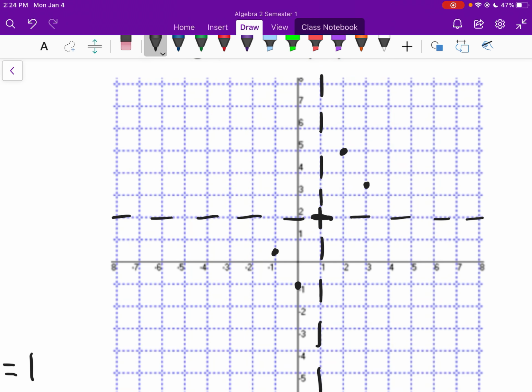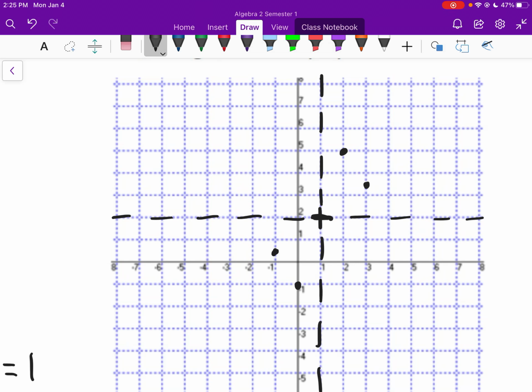Now, what else you're going to notice is when we went right 1, we went up 3. So when you go left 1, you have to go down 3. Those points are reflected. So really, if you just found the left side, you'd be able to get the right side as well.